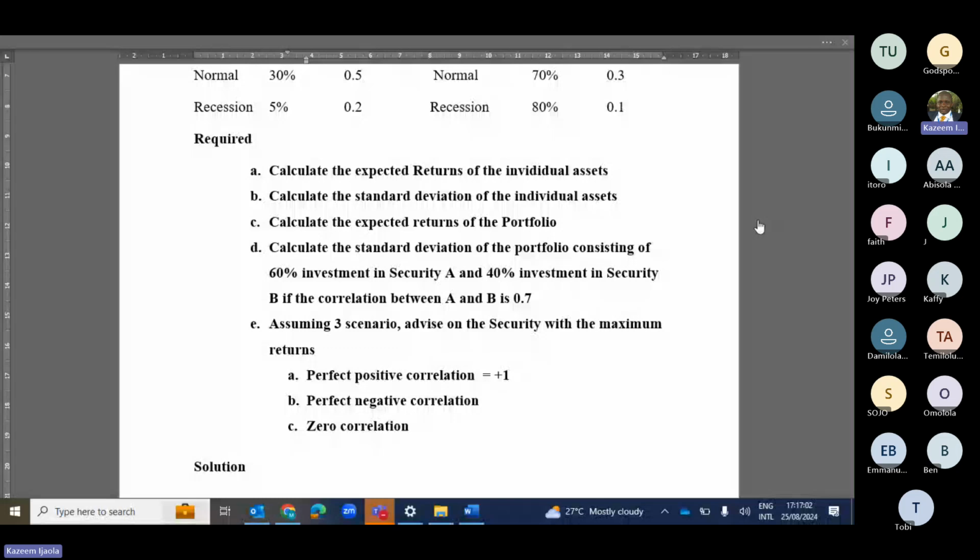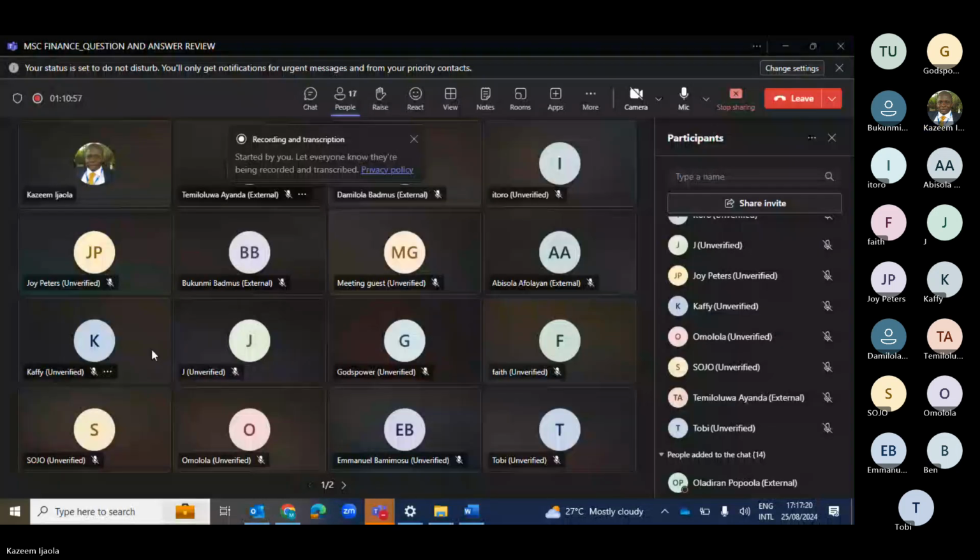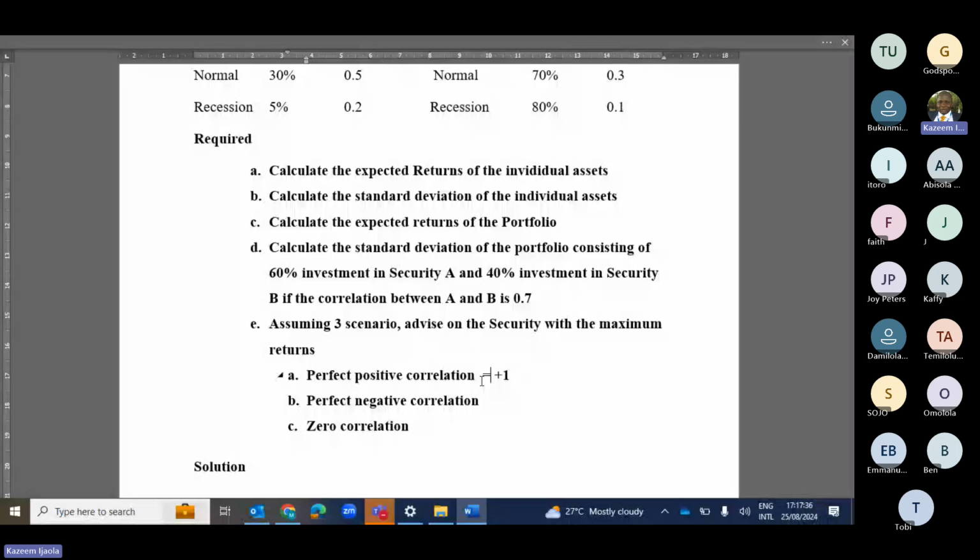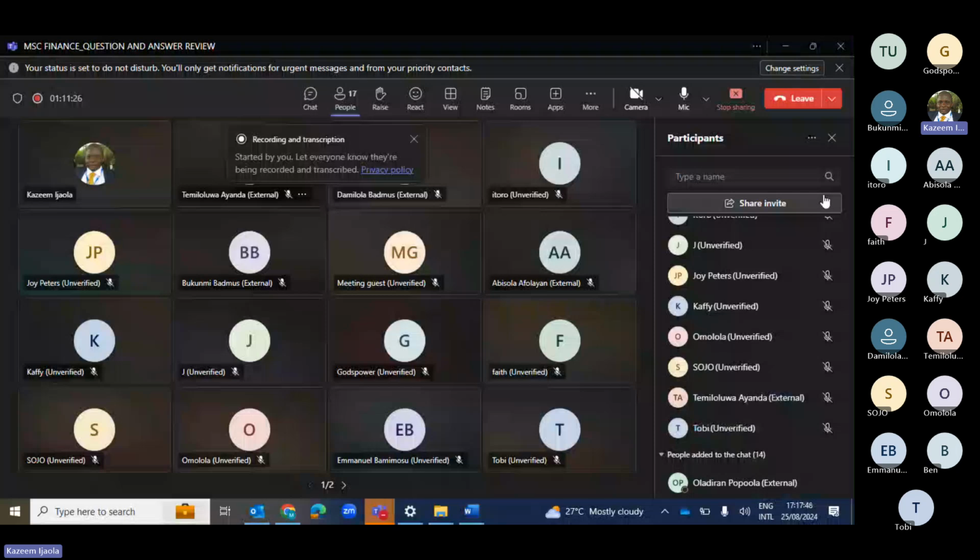As I was explaining, when you say positive correlation, a perfect positive, that means the two investments are moving in the same direction, for example, Access and Zenith Bank. If the share price of Access is going up, that means the share price of Zenith will also be going up. So that's the meaning of perfect positive correlation. That is, both investments are moving in the same direction.